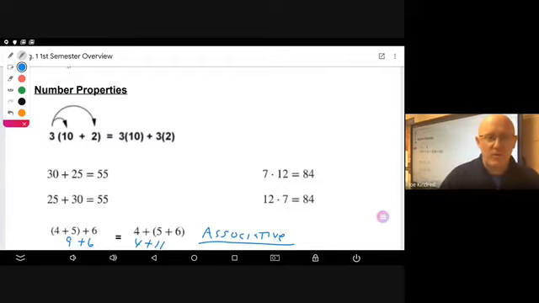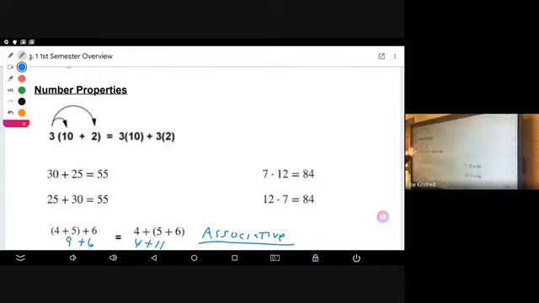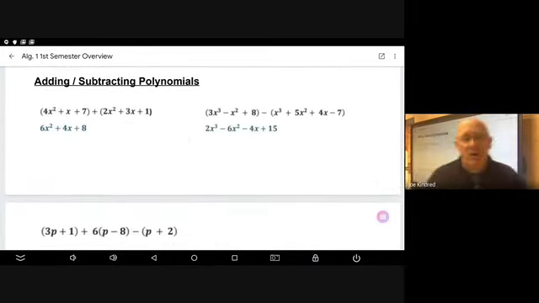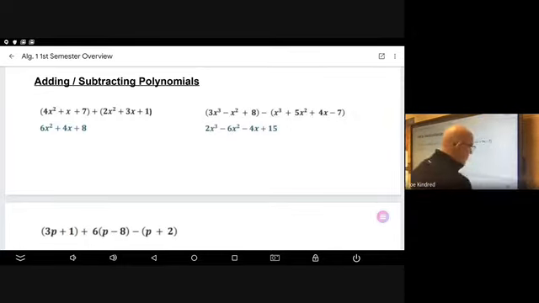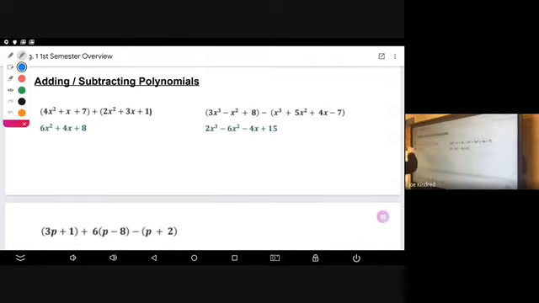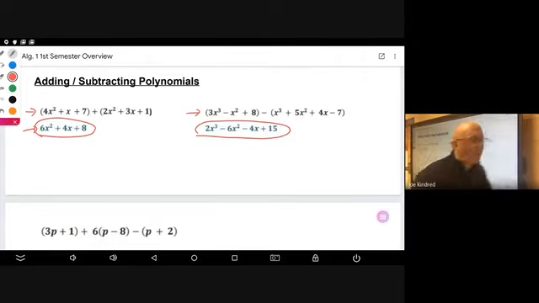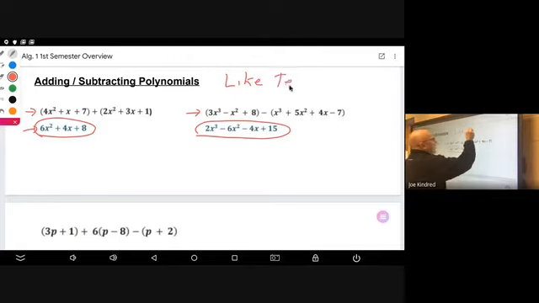So the three properties are distributive, commutative, associative. Pause the video, take these examples down in your notes, be ready to use them in your practice today. Okay, adding and subtracting polynomials. Here are two examples where I show you the original problem, and then here's the final answer.